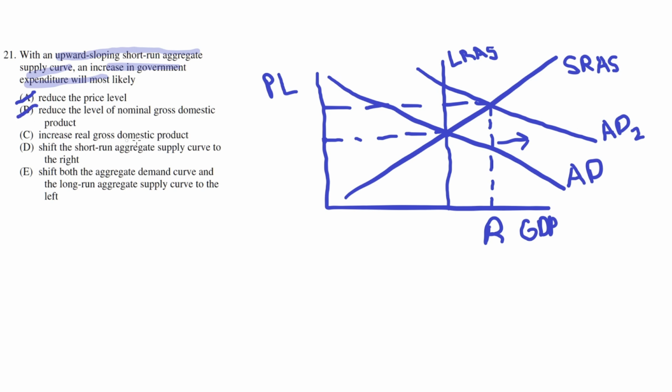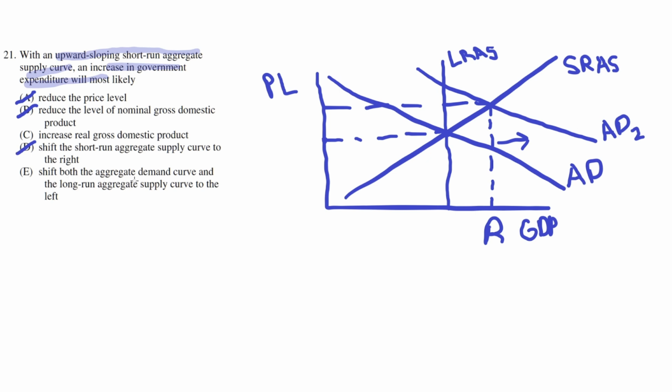C. Increase real gross domestic product. This is the correct answer because we showed earlier how the shift to the right in the AD curve results in an increase in the real gross domestic product. So C is the correct answer. But let's check the other options as well. D. Shift the short-run aggregate supply curve to the right. This is wrong because an increase in government expenditures would not influence the short-run aggregate supply curve. So because of that, we can eliminate option choice D.